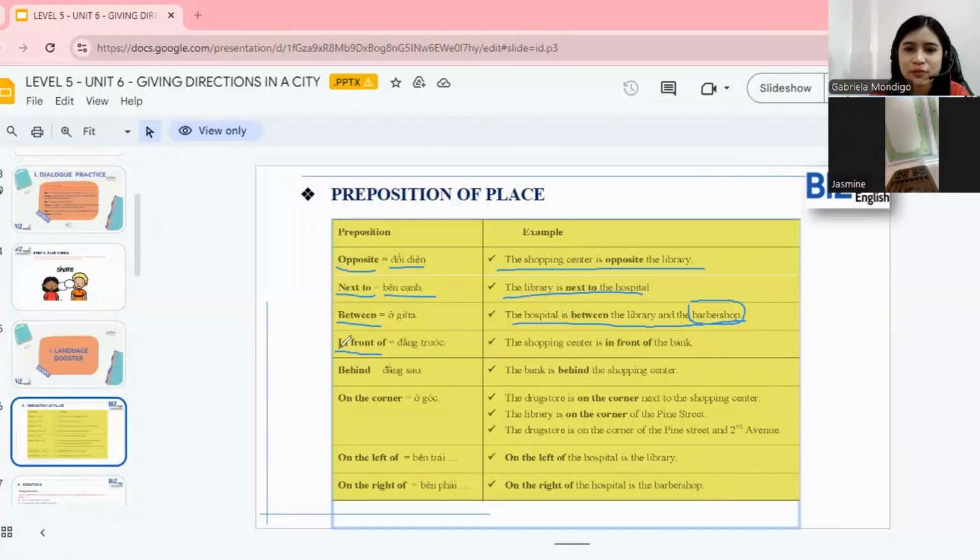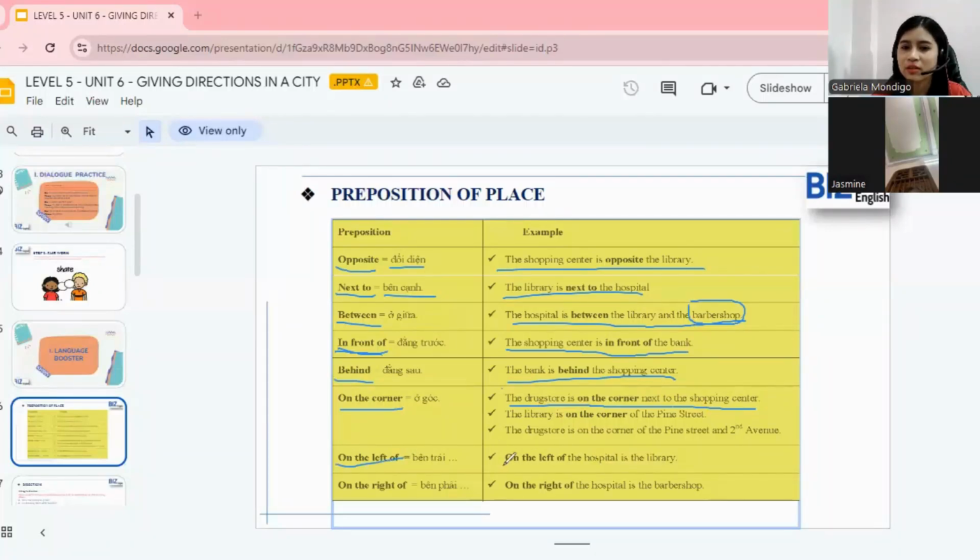Now let's have the next phrase, in front of. The shopping center is in front of the bank. Very good. Behind. The bank is behind the shopping center. Very good. On the corner. Could you please read the first sentence only? The drugstore is on the corner next to the shopping center. Very good.